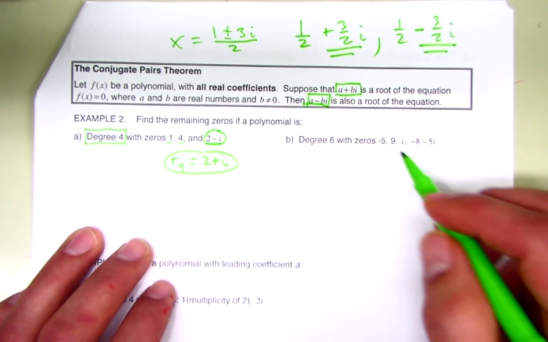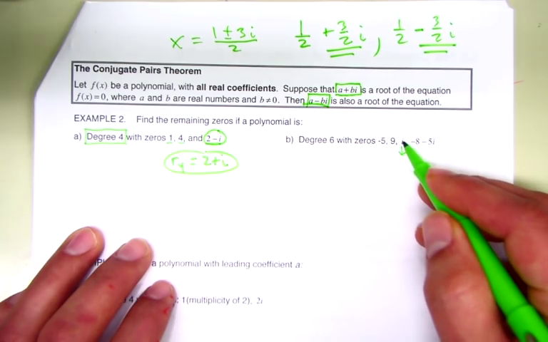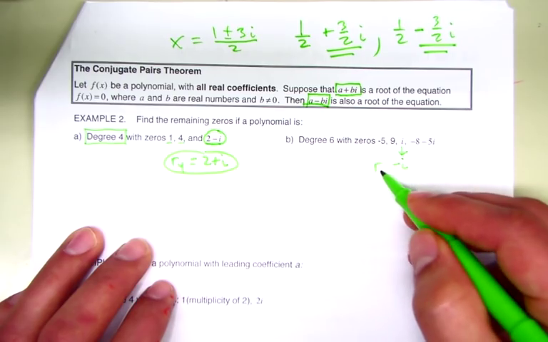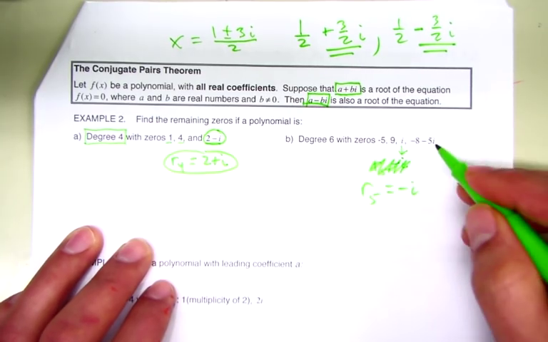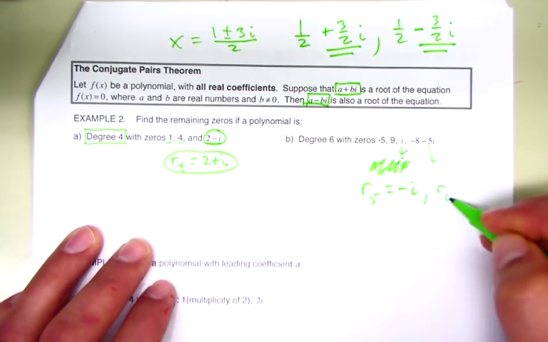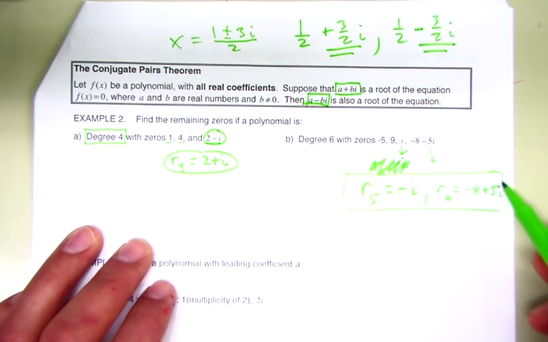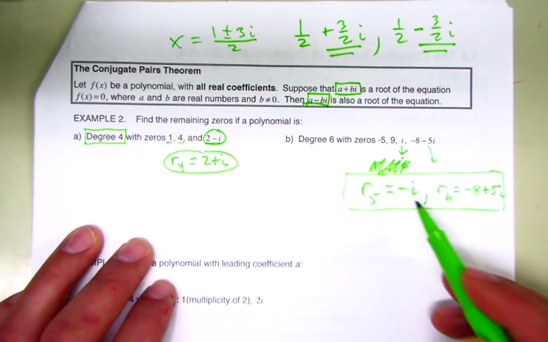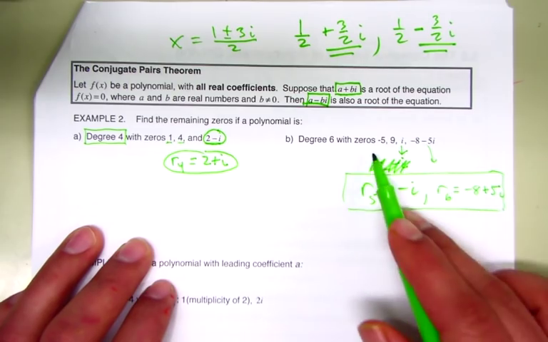Degree 6, let's see what happens here. So negative 5 is good, 9 is good. Here we can do the conjugate of i, which is negative i. So that'll be the 5th root, since we already have 4 of them. Let me rewrite that. r sub 5 is negative i. And now we can also take the conjugate of this last number. That would be negative 8 plus 5i. So here are the remaining roots for these two problems. 2 plus i for the first one, for a total of 1, 2, 3, 4 roots. And here we had two other ones based on the conjugate pairs theorem for a total of 6.